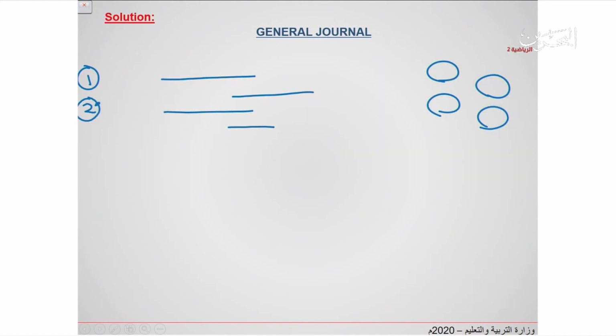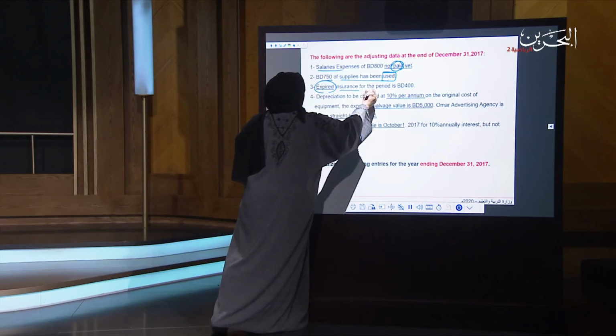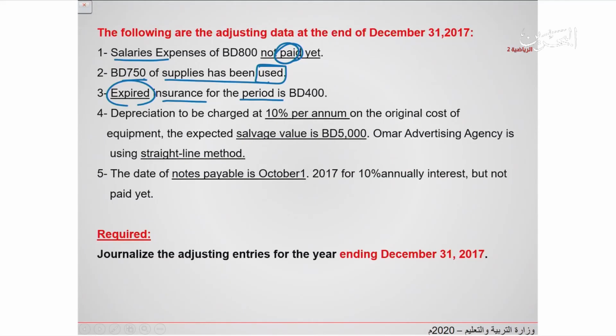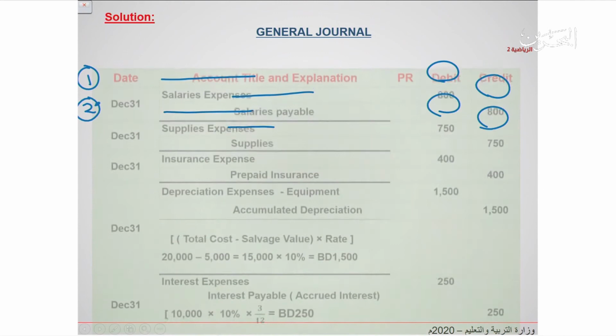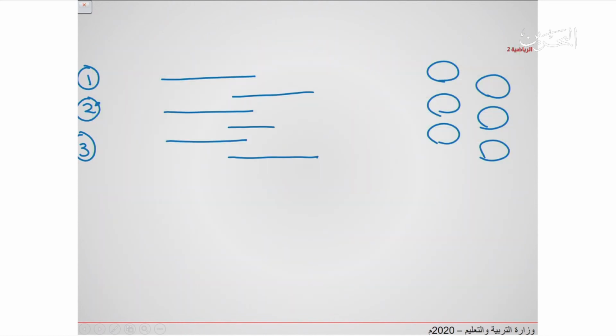Let's go to the third transaction. Expired insurance for the period, 400. For transaction 3, I put insurance expense and prepaid insurance, 400 in debit side and credit side 400. Let's go to the fourth transaction.